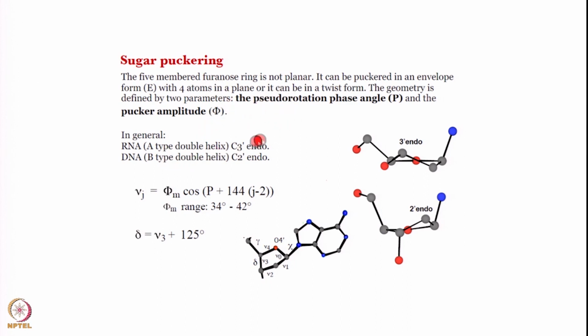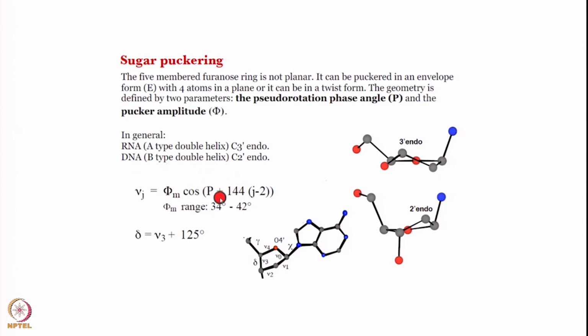The north corresponds to the C3 prime endo geometry, which is the center of the north region, and this happens in the A type DNA helix or in the RNAs, and in the B type double helix you have the C2 prime endo geometry. These are characteristically shown here. How do they look? The sugar pucker is in this way. And then you have the glycosidic torsion angle here, which determines how the base is oriented with respect to the sugar ring. Okay. So, now we have to determine the sugar geometry.